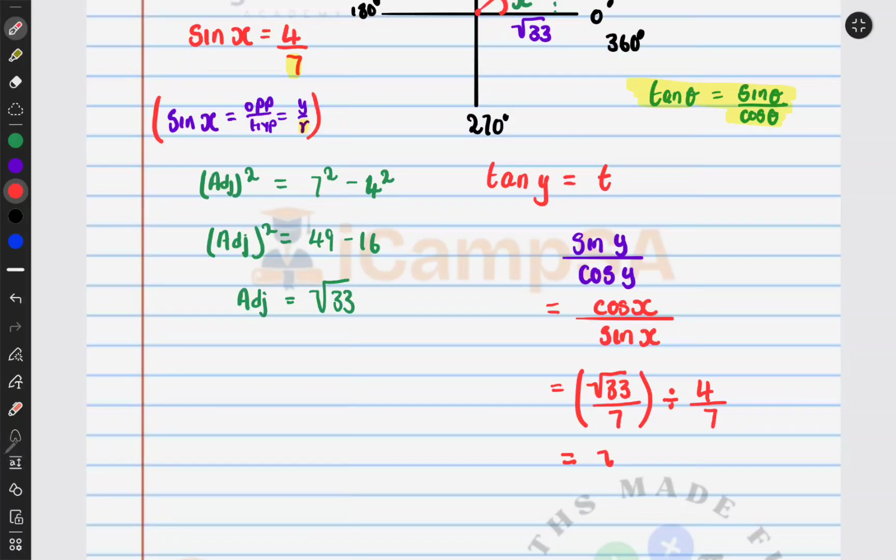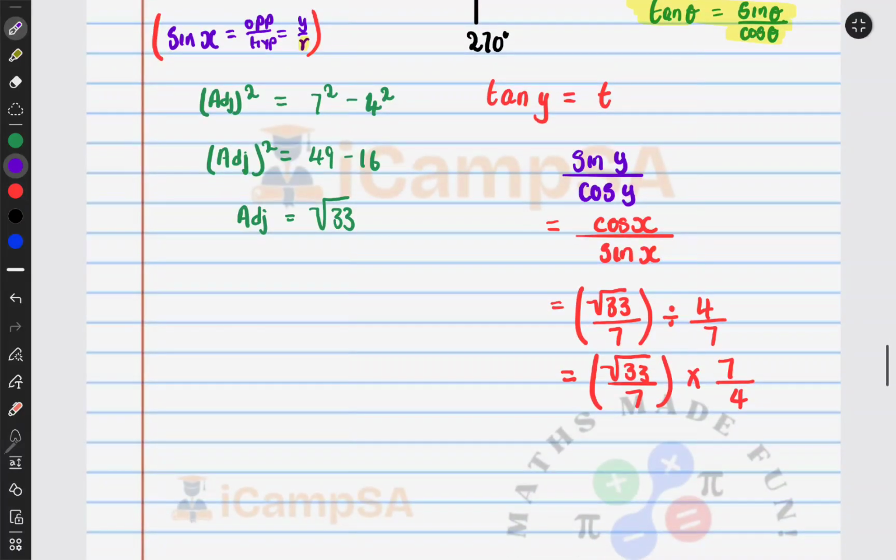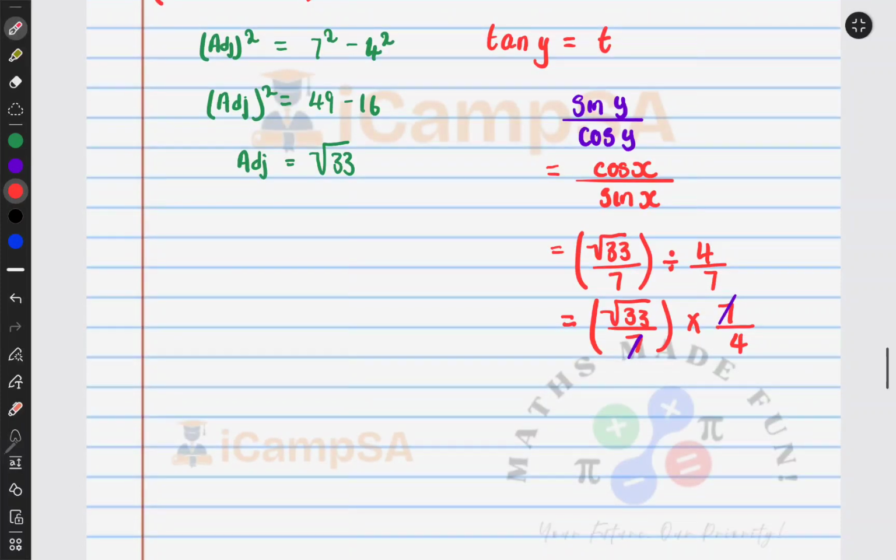Therefore we're going to have root 33 over 7 multiplied by 7 over 4. That is how we change the division sign to the multiplication sign. The 7 will cancel the 7, and therefore root 33 over 4. What is this?